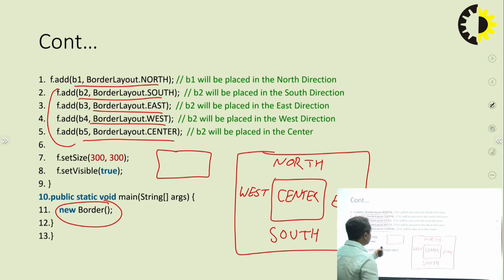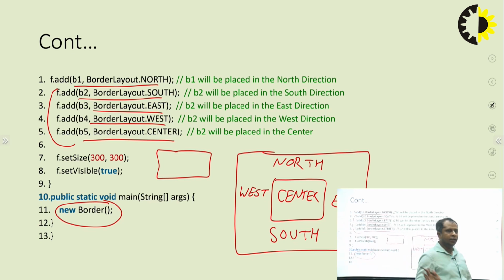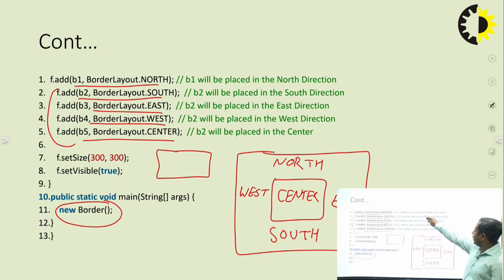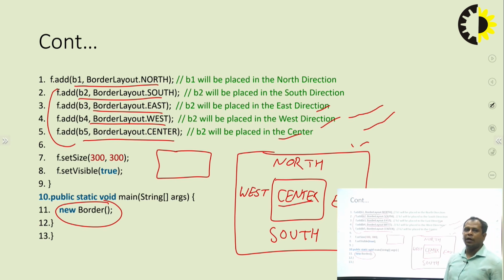So these buttons are applied in these 5 positions. We can say that B1 will be placed in the north direction, B2 will be placed in the south direction, B3 will be placed in the east direction, B4 will be placed in the west direction, and B5 will be placed in the center. This is done with the help of the border layout function.